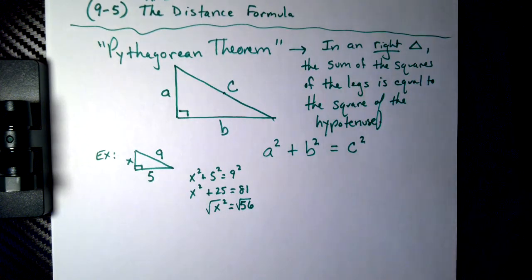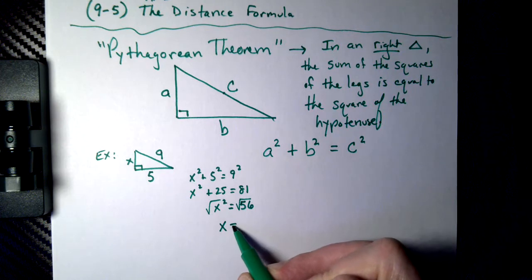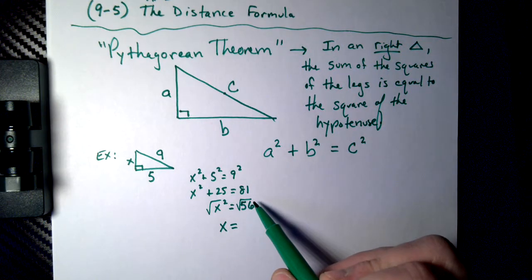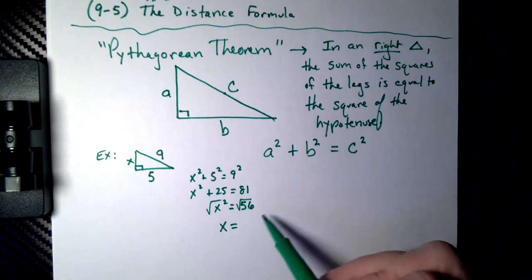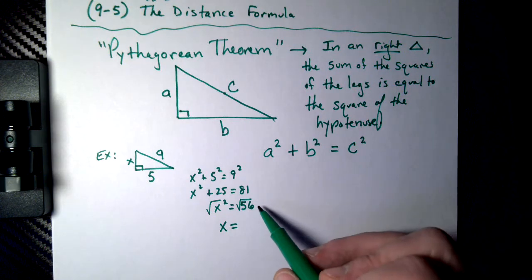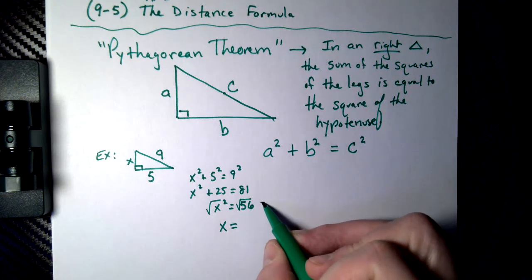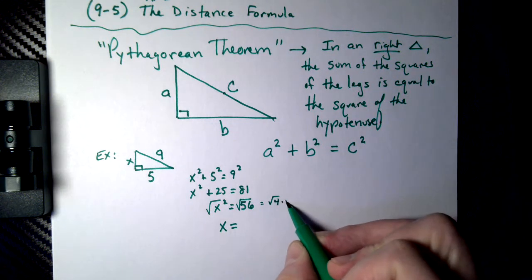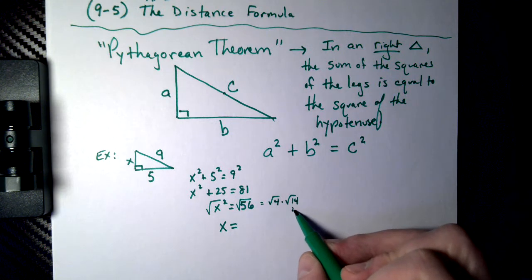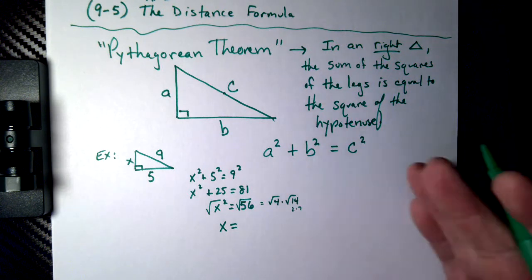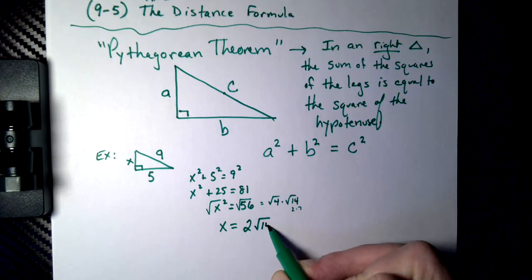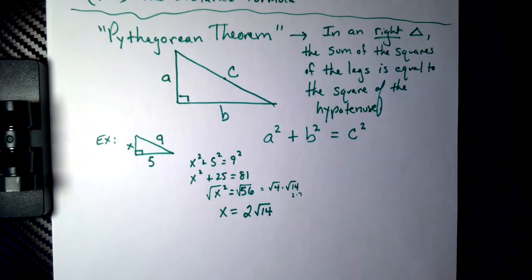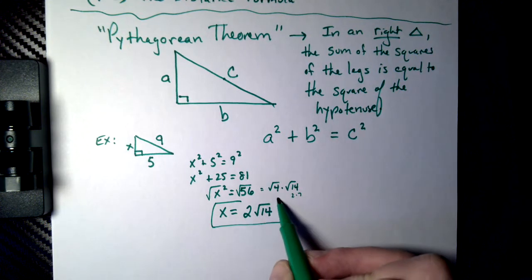This is why we had to practice what to do with all those square roots. x is going to equal, is there a perfect square that goes into 56? Well, 4 times 14 is 56. And 14 can be split into 2 times 7, but neither one of those has a square root. 4 does. So the answer is 2 root 14. That's the exact answer, not a decimal answer. That's the answer you're going to write down, simplest radical form.